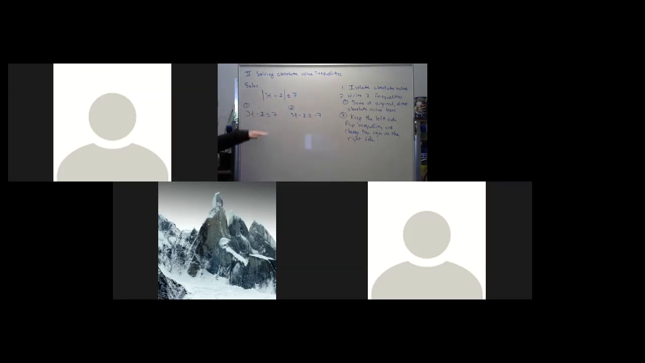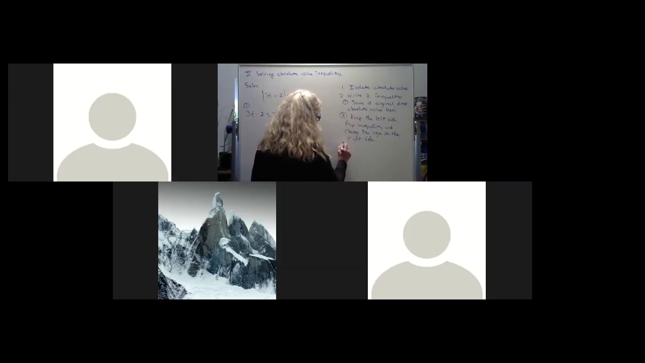So we kept the left side, we flipped the inequality, and we changed the sign on the right side. So again, you're still recognizing one's a possible case on the right side of 0, one's the case on the left side of 0. But you have to keep the inequalities going the same way, since this one is pointing towards the 7, this one needs to point away from the negative 7. So that's what we're doing. Okay, solve both of those. So step 3 is to solve.